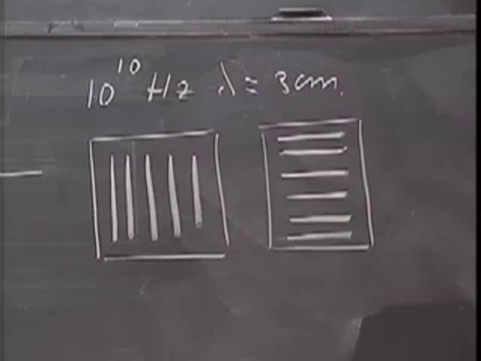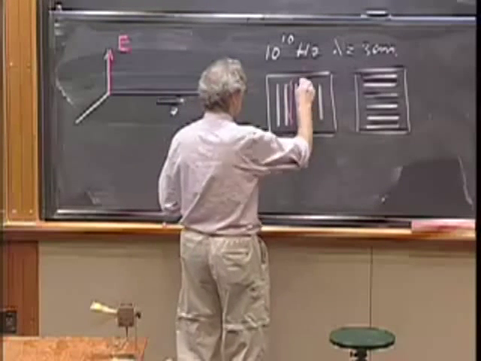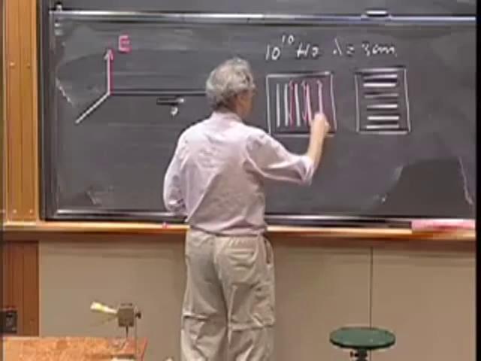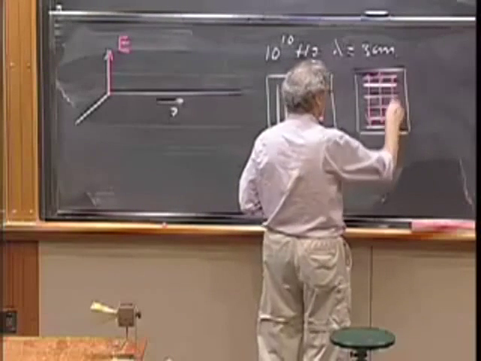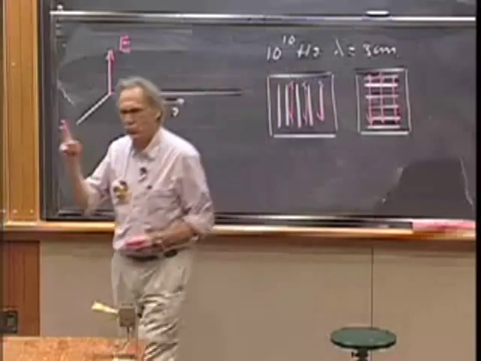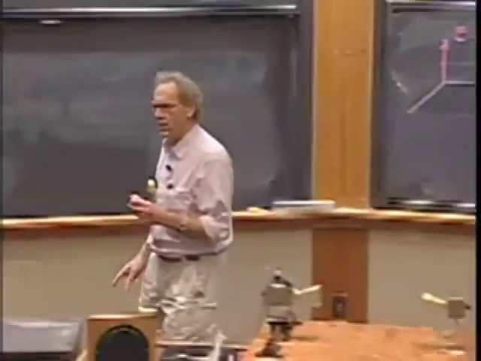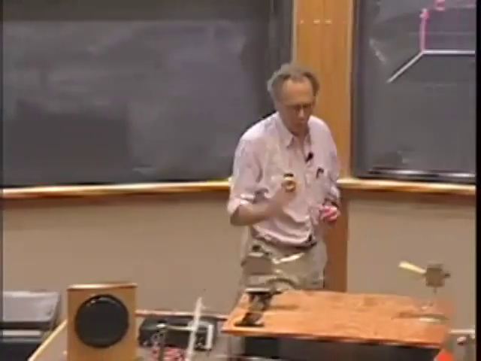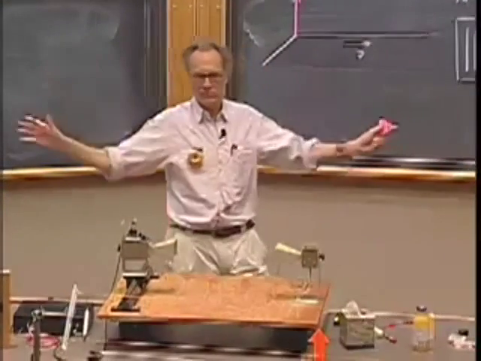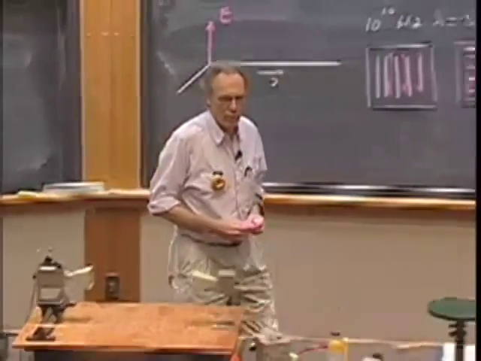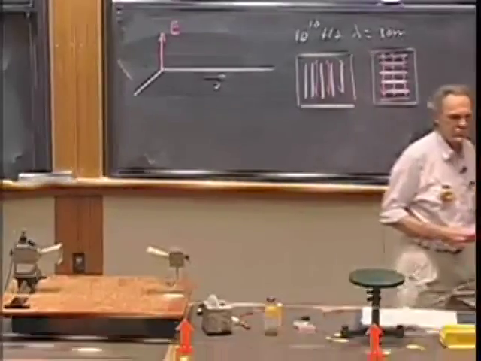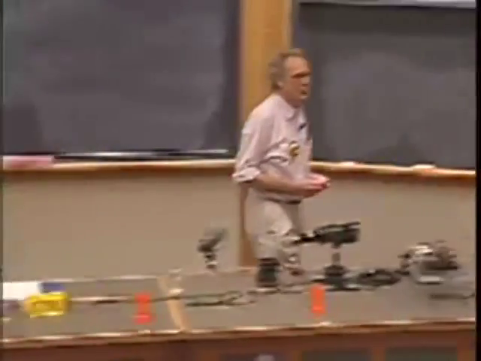So in both cases, the electric field of the wave that comes in will be in this direction, and here it will be in this direction. In one of those 2 cases, the radiation will go straight through. So I'll hold it in there, and the receiver is happy. In the other situation, the radiation will not go through, it will be reflected. And now I'm asking you to make a prediction.